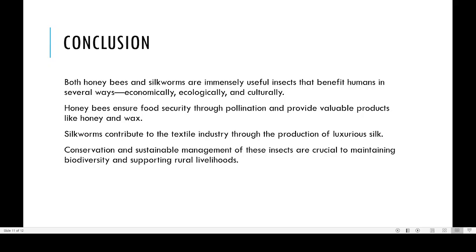That is the main way. Now the conservation as well as management of these insects are crucial because they are very much connected with the culture as well as survival of human beings. Without them, even human survival can be at a lot of risk. So these are the points regarding the useful insects.